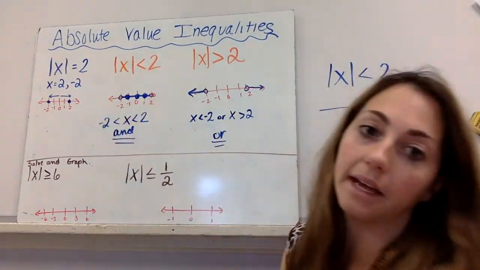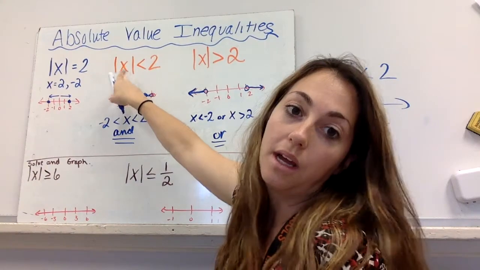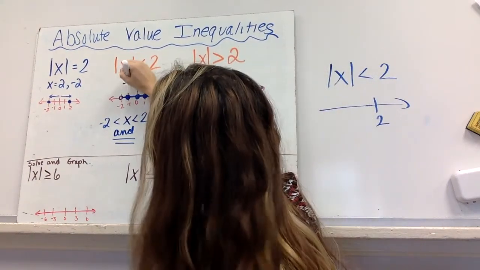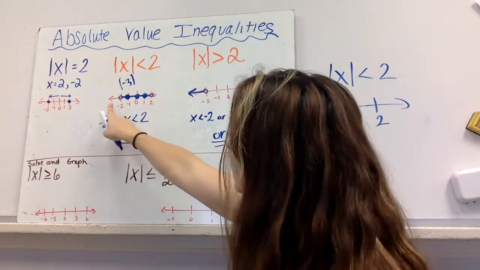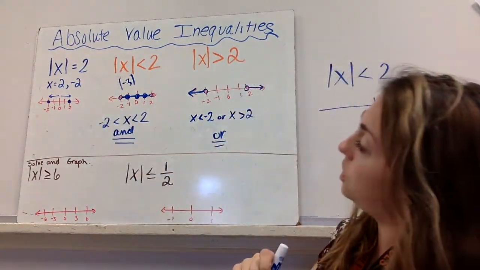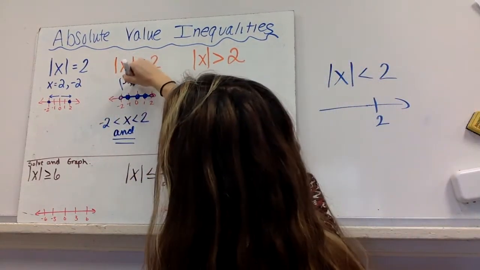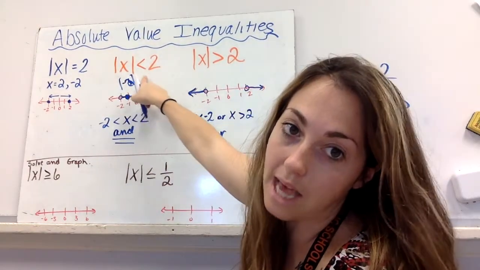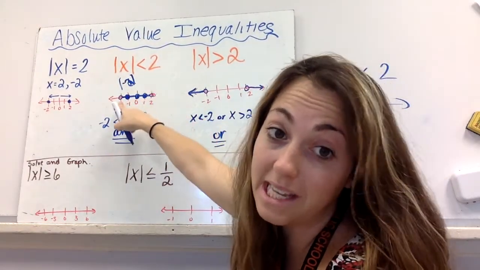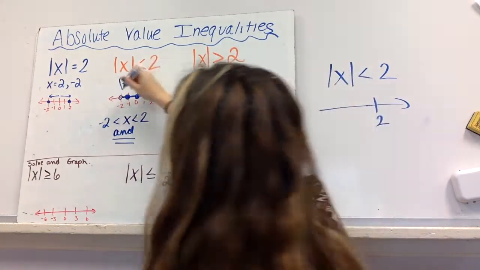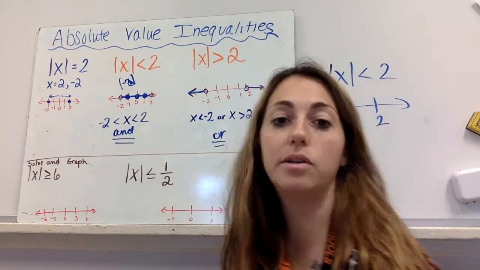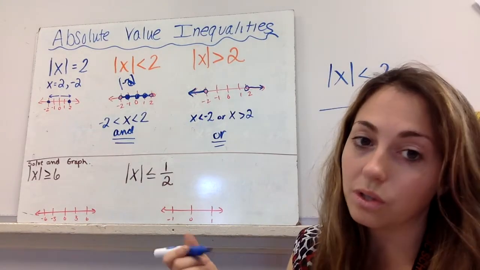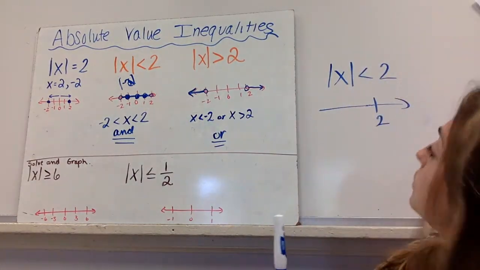How about like negative 3? If I put in negative 3, absolute value of negative 3 is 3. Is 3 less than 2? No. So that's why you can't go past this negative 2. And let's even try negative 2. The absolute value of negative 2, is that less than 2? No, it's equal to it. So you have an open circle at negative 2, an open circle at 2, and all the values in between are solutions, right?